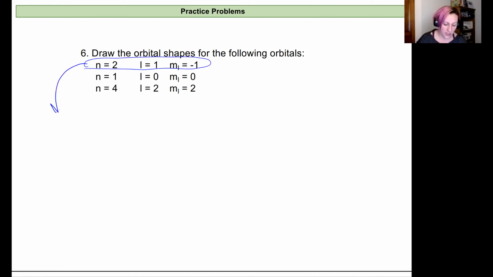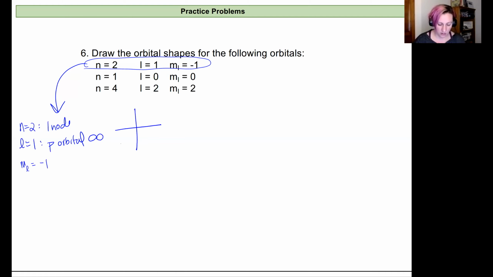For our first one, we have an n equals 2 energy level. That means we're going to have one node. So n equals 2 tells me that I have one node. L equals 1 tells me I have a p orbital. A p orbital will have one planar node, so I'm not going to have to deal with radial nodes in this particular one. And then m sub L equals -1 is going to give me the orientation, the xy axis. So I know already that I've got this p orbital like this.